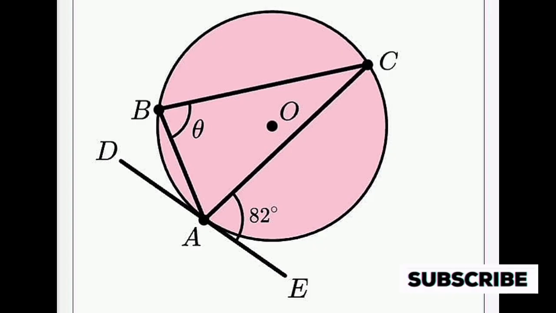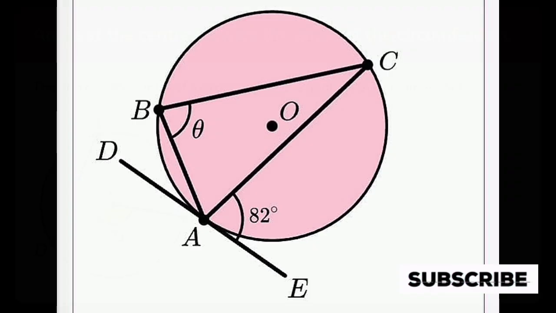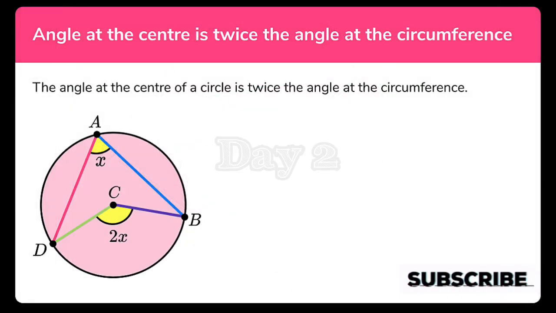That's theta. So we can easily say from that rule that ABC, that's theta, is equal to 82 degrees. Why? Because they are what we call alternate segment angles. Do you understand? So today we are looking at another rule. The angle at the center is twice the angle on the circumference.